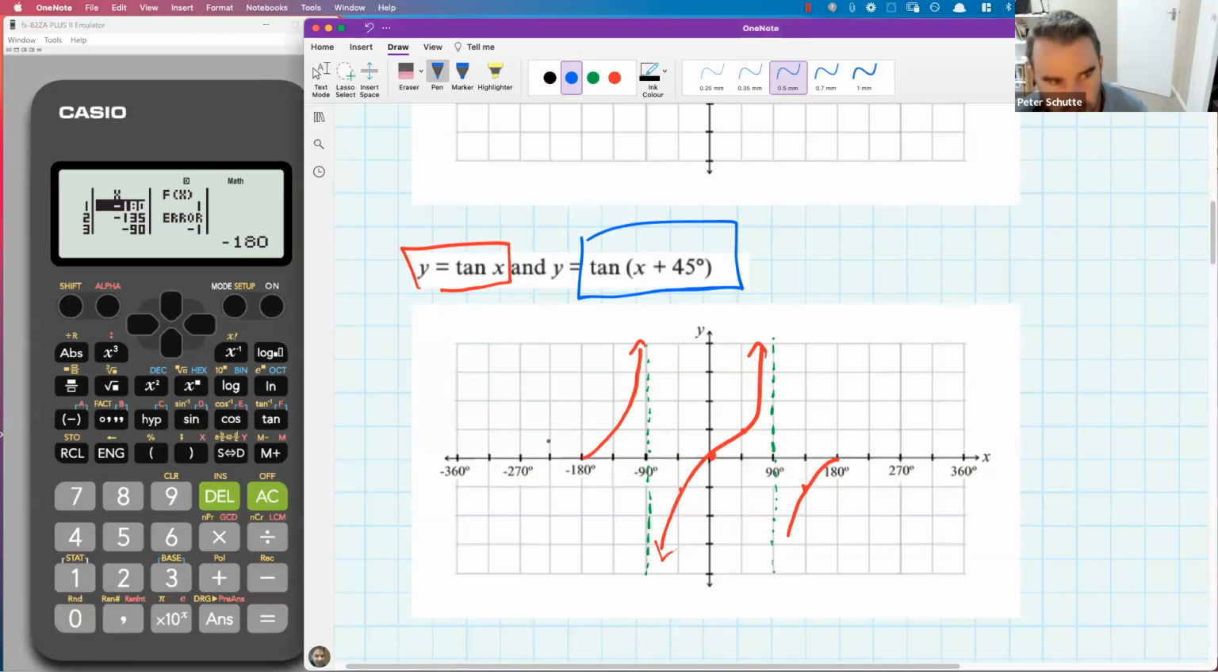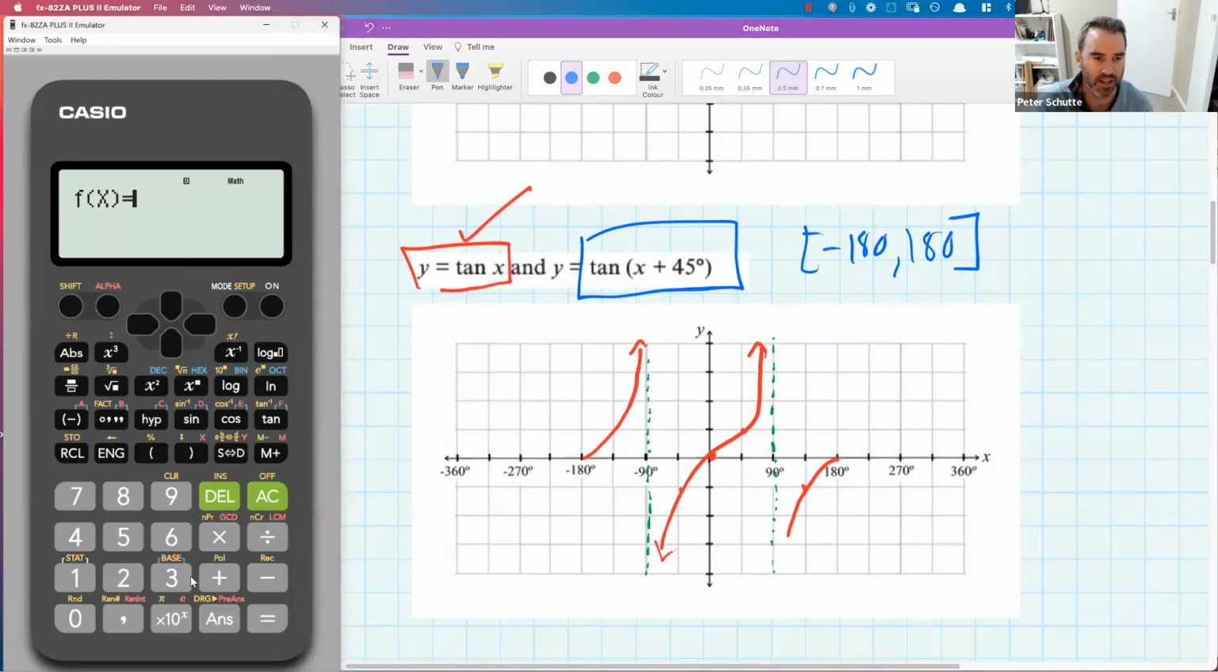What is the restriction? So Mbali and Zanele, the restriction is we're doing it on the domain minus 180 to plus 180. And I have just drawn y equals tan x using my calculator. And now I'm trying to draw y equals tan x plus 45. And so I'm just going to go back to make sure my calculator has said that. So tan, then x plus 45. And what I was saying, minus 180, end 180, I'm going up in 45s.